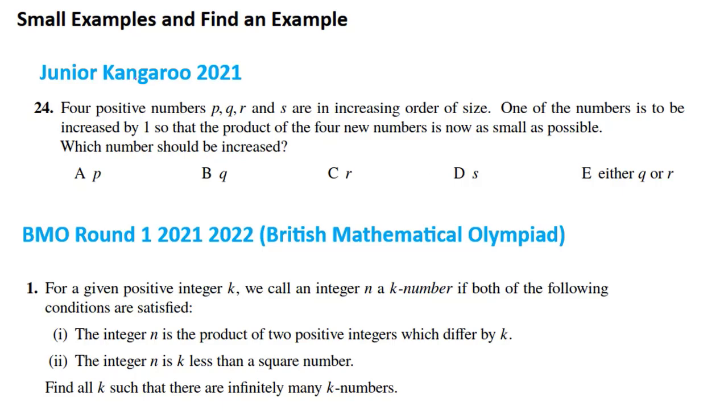Now let's read this problem of Junior Kangaroo 2021. It says four positive numbers P, Q, R, and S are increasing order of size. One of the numbers is to be increased by 1. We've solved this with casework. Here I want to solve with only small examples. And it says so that the product of the four new numbers is now as small as possible. Which number should be increased?